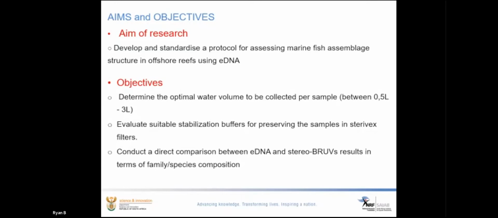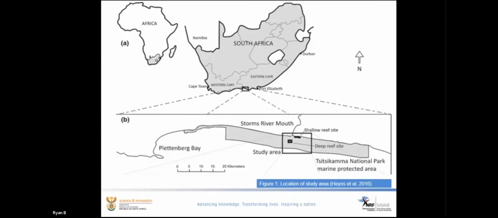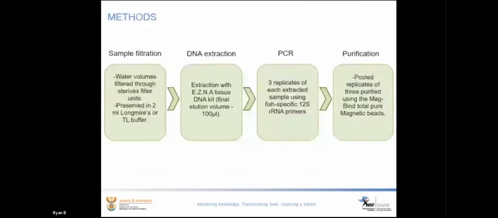Our objectives were to determine the optimal volume to be collected per sample, evaluate suitable stabilization buffers for preserving the samples in Sterivex filters, and conduct a direct comparison between eDNA and stereo-BRUV results in terms of family or species composition. Sampling was conducted in the Tsitsikamma National Park Marine Protected Area in both the shallow and deep reef sites. For environmental DNA, samples were filtered through Sterivex filters and preserved in 2 mls of Longmire's or TL buffer.